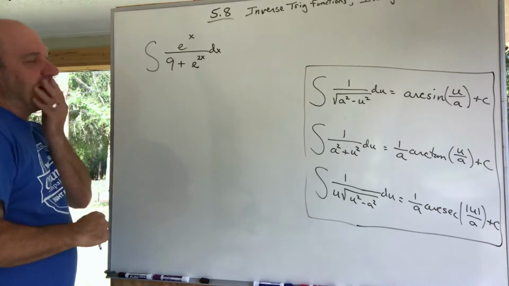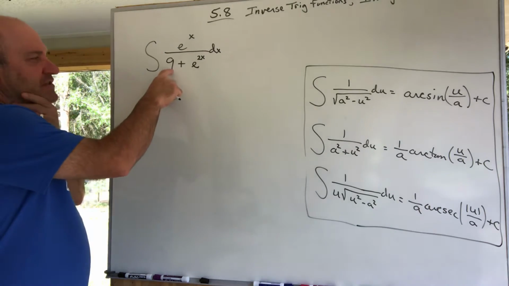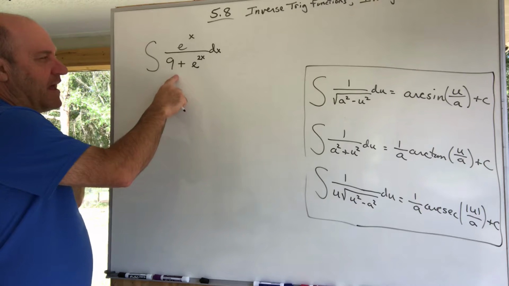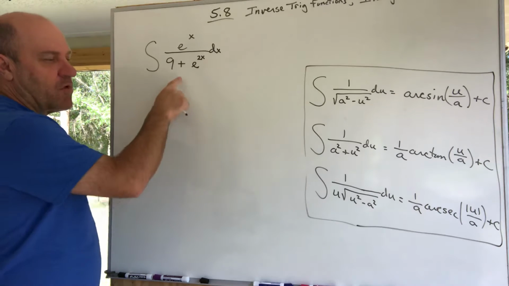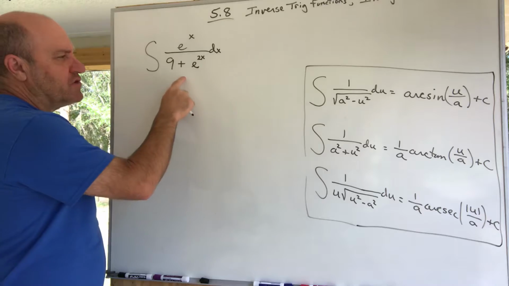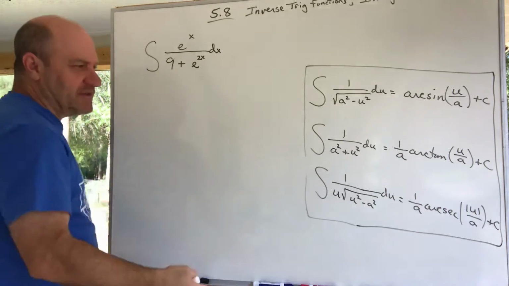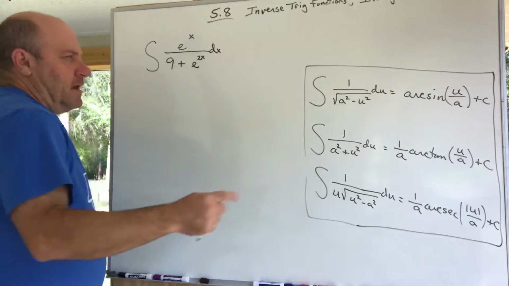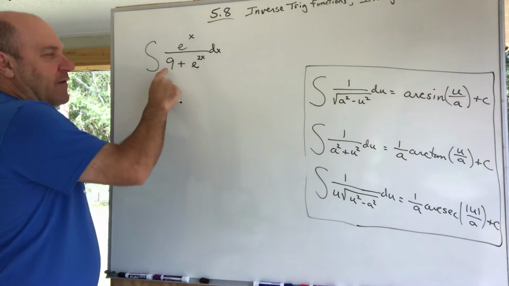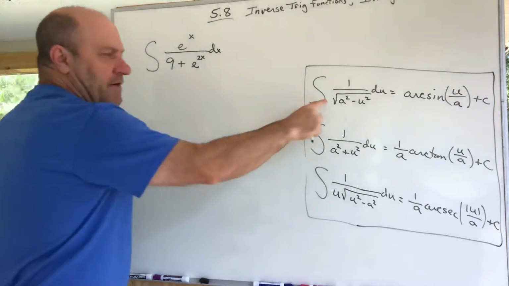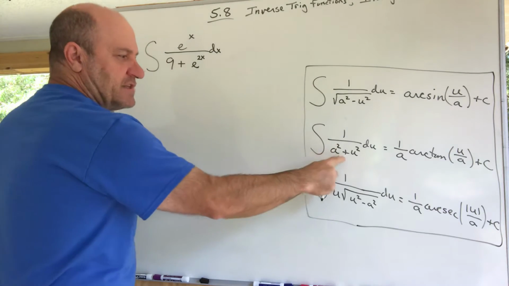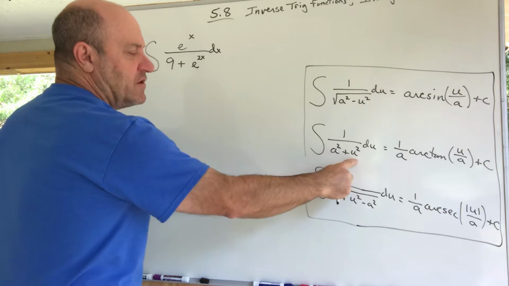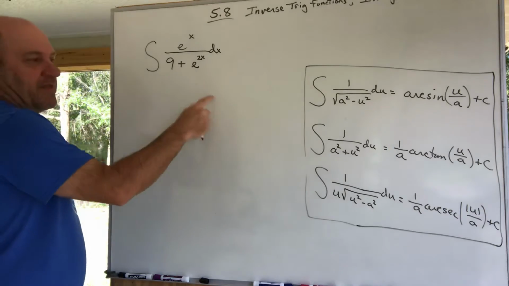Anyway, so here's this problem, and this is in section 5/8. I just made this up, but it's similar to some homework problems you have. Which one do you think it is? I'm learning these three new rules. I don't see a square root in the denominator, so I don't think it's those two. I do see this sum of an a squared and a u squared, so I think it's an arctangent.